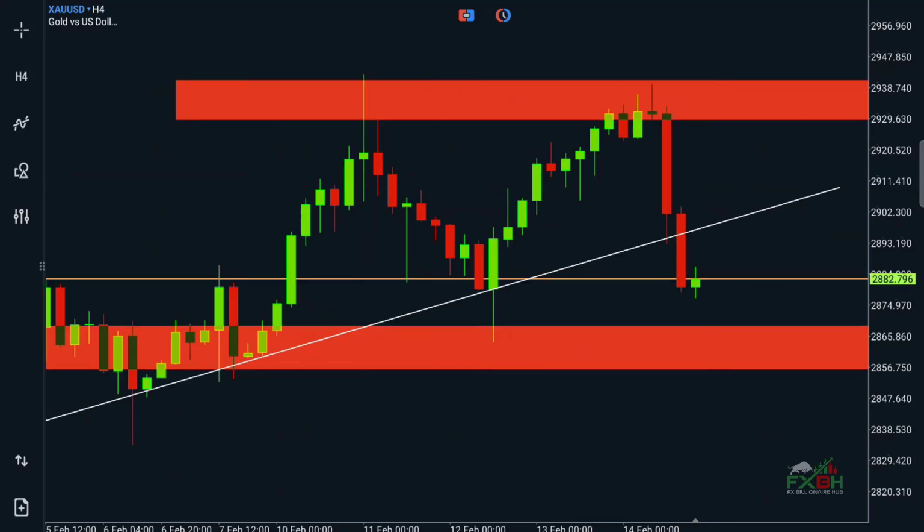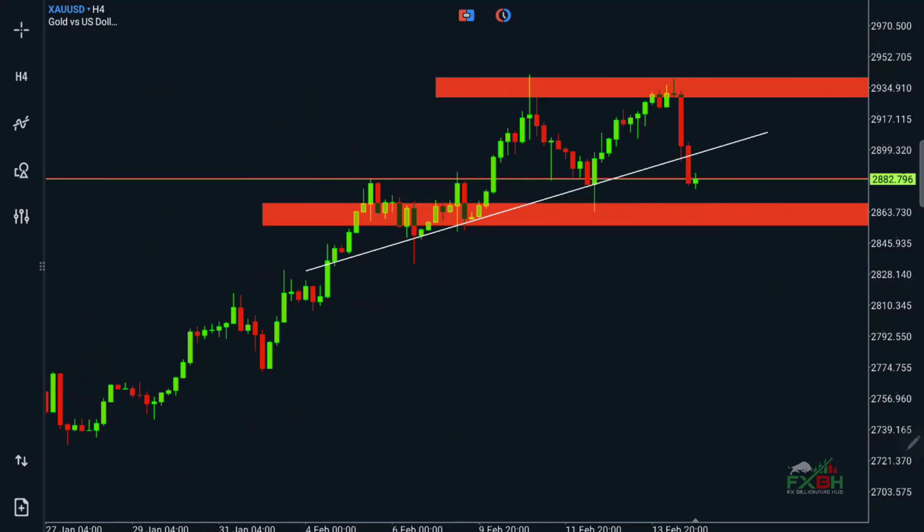As you can see there, there is a breakout, and this is our support area. So it may drop till this red rectangle area, then it may go up or again go down.